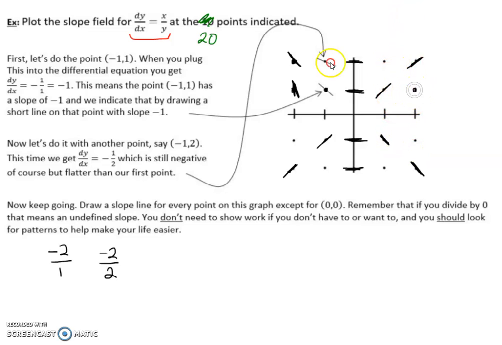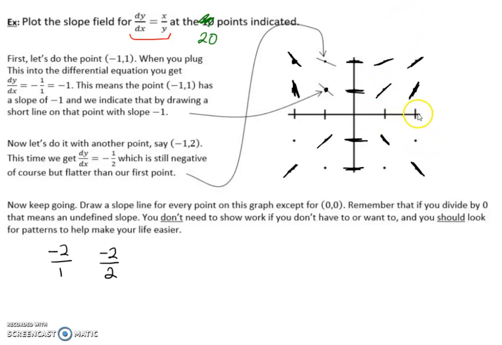This point over here is 2, 1. So 2 divided by 1 is 2. There's a slope of 2. This point up here is 1, 2. So 1 divided by 2 is 1/2. And this looks like a mirror image of that. So I've noticed a pattern. There won't always be a pattern to find, but there was in this case.